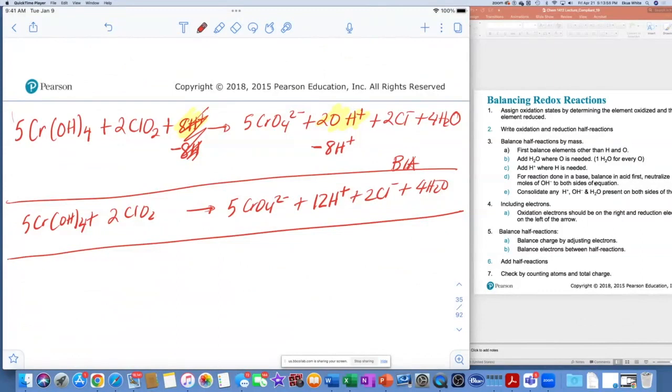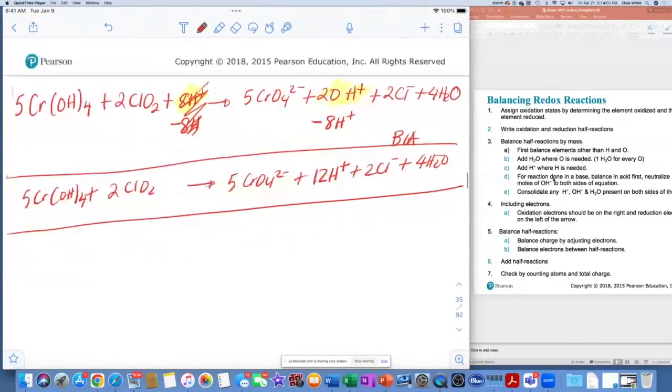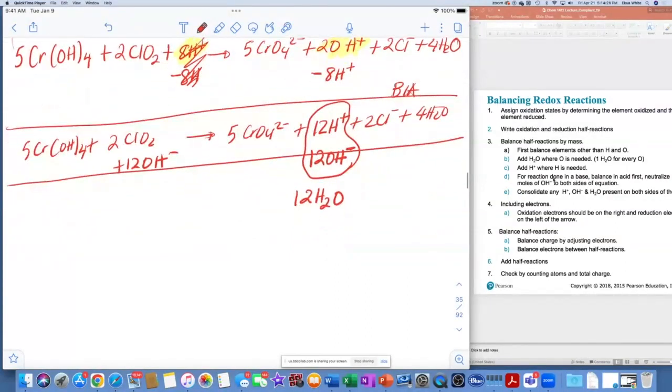Balance an acid first, and then neutralize the moles of H plus by adding OH on both sides. So once you have balanced an acid, then you add the same number of OH to both sides of the equation. So 12 OH here plus 12 OH here, and then go from there, okay? So essentially now these two combine to make 12 H2Os, right? Because H plus OH make H2O.